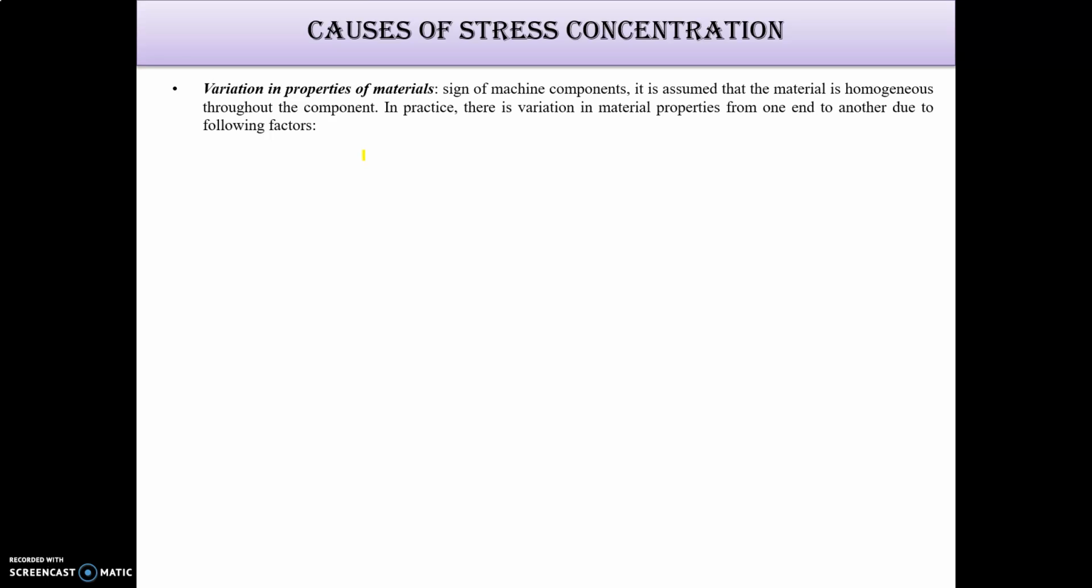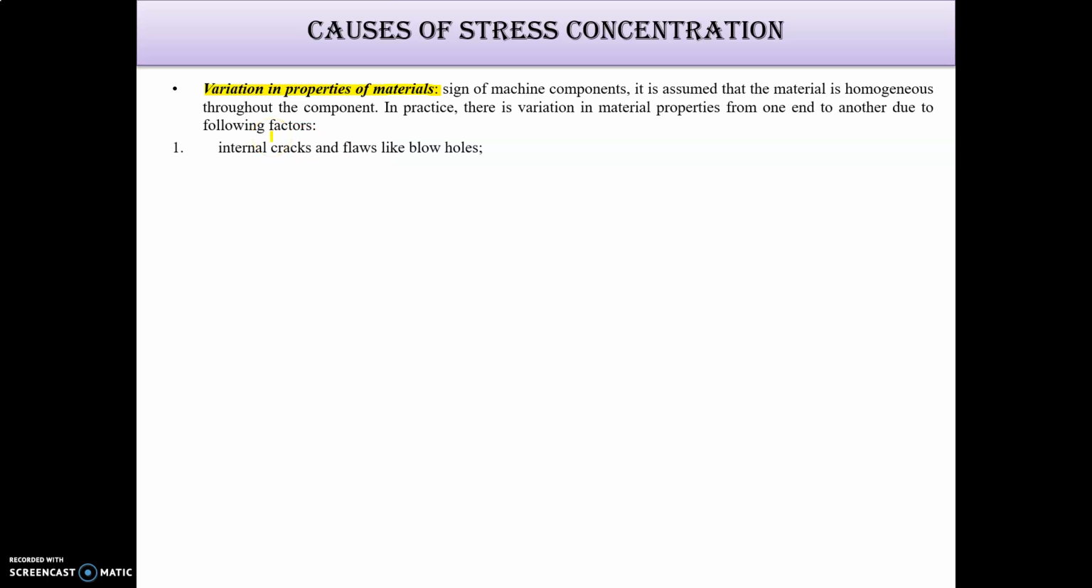So why is this thing happening? This has happened just because of some design effect, or because of some material, or due to some other thing, that we are going to see. So the causes of stress concentration, first we are going to see, just because of the variation in properties of material first, because it is assumed that the material is homogeneous throughout the component, but in practice there is a variation in material properties from one end to another due to the following factors.